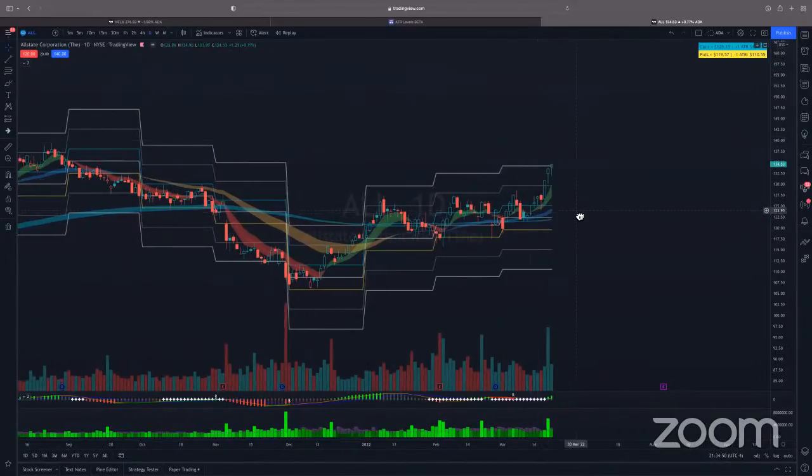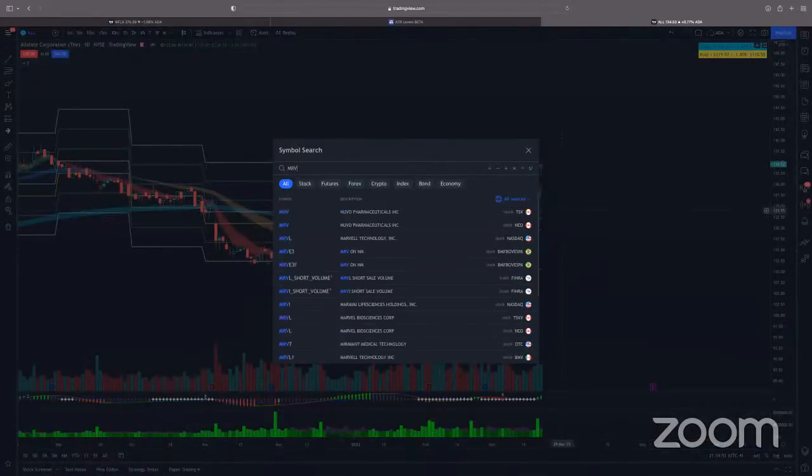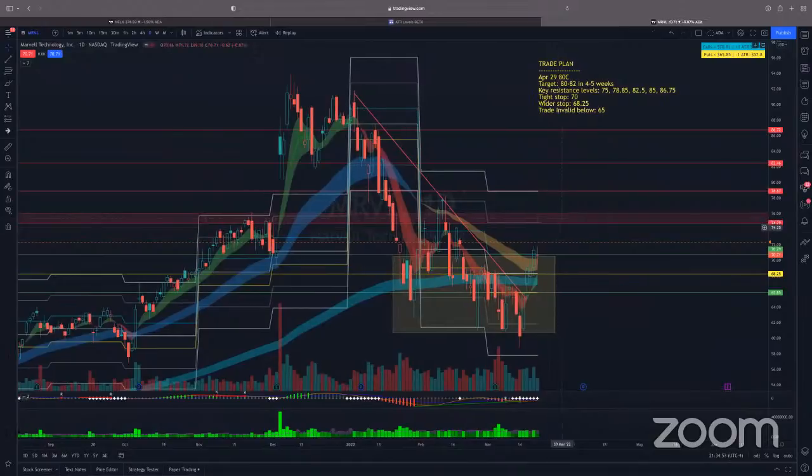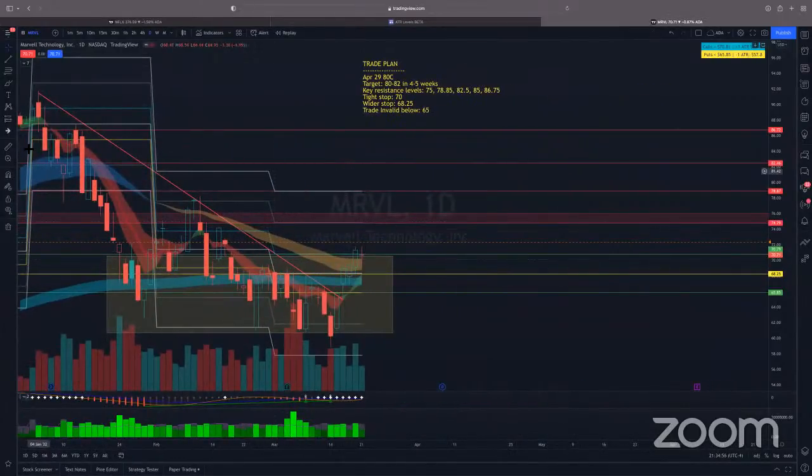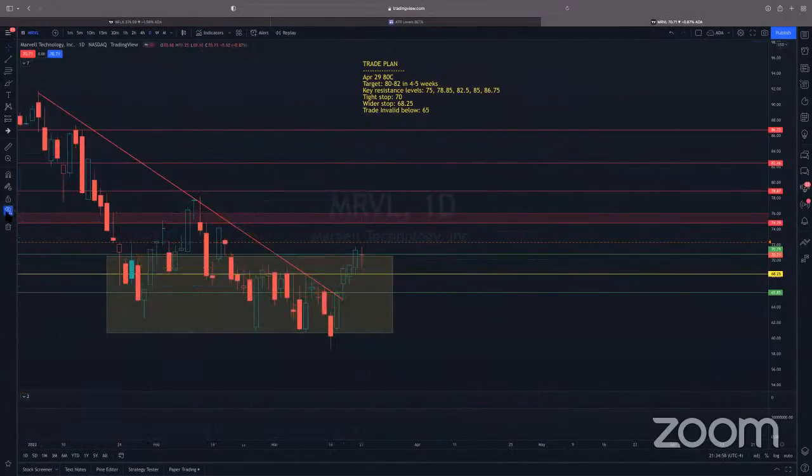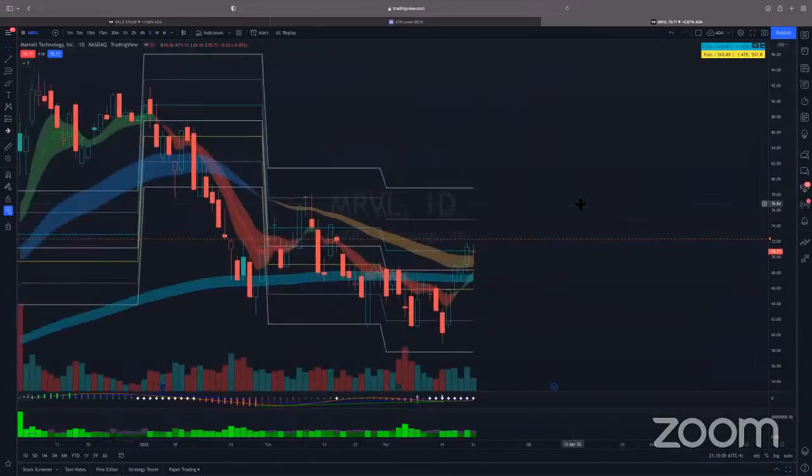So this is what I look for, the same thing I showed on the Marvel trade. Look at MRVL. Let me just hide my drawings here. I think I need to hide drawings. So yeah, look at this.